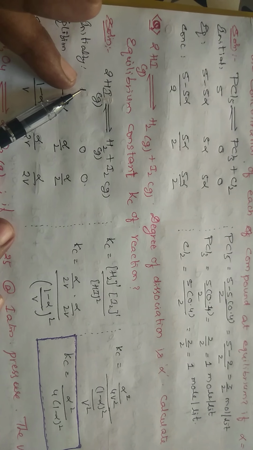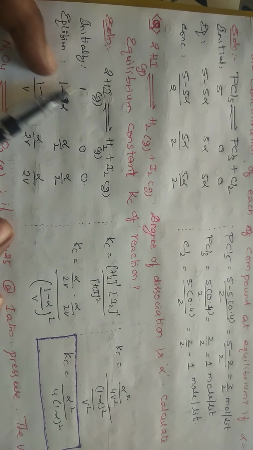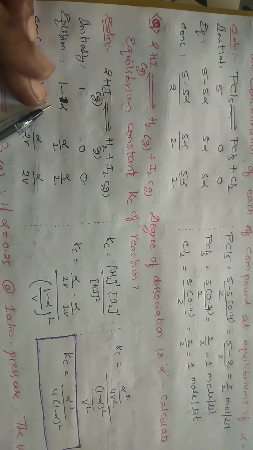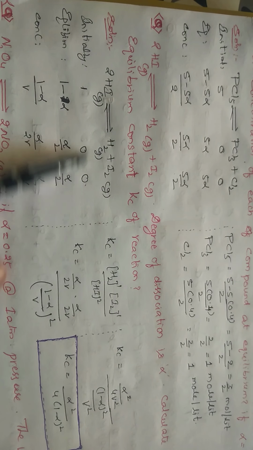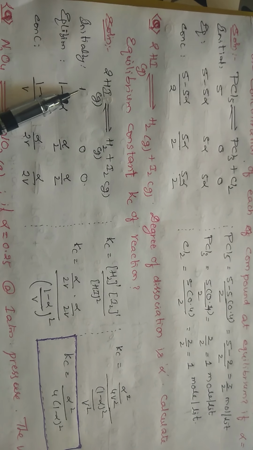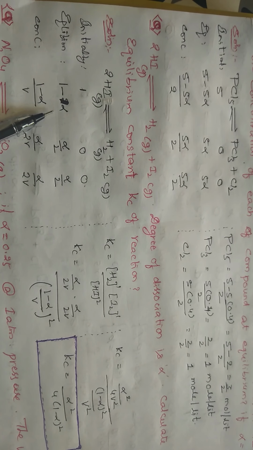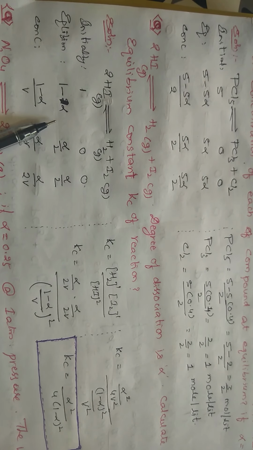Don't think this is 2 alpha, that's why we are tweaking. How many moles are there? If you take 5 here, you will be taking it as 5 minus 5 alpha. Okay? For simplicity, I am considering this one. This is a generalized equation. I am considering 1 mole of HI has been taken. From 1 mole at equilibrium, alpha will be gone. So it is from 1 mole, 1 minus 1 alpha.